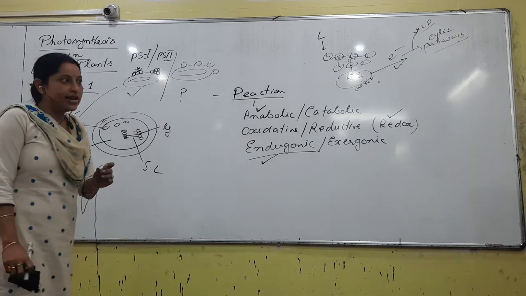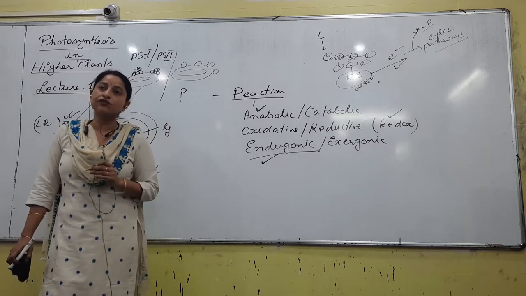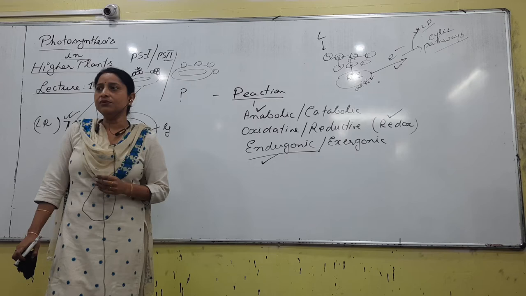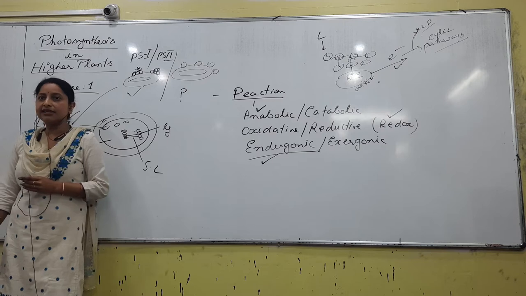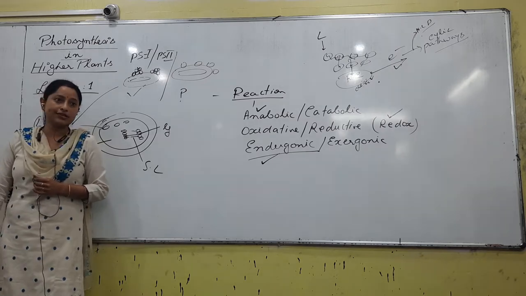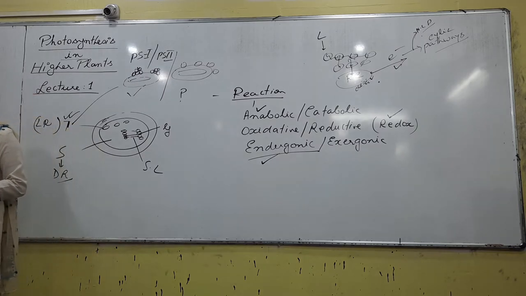Now, what we understand by the word photophosphorylation. First, the word phosphorylation. Carboxylation, you know the word. What is carboxylation? Addition of carbon dioxide, that's called carboxylation. What is phosphorylation then? Addition of phosphate is called phosphorylation. Phosphates get added to which one? ADP plus P will give you what? ATP. So a phosphate gets added to the ADP molecule. This reaction is called what? Phosphorylation.